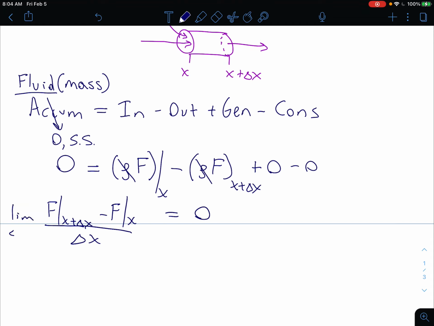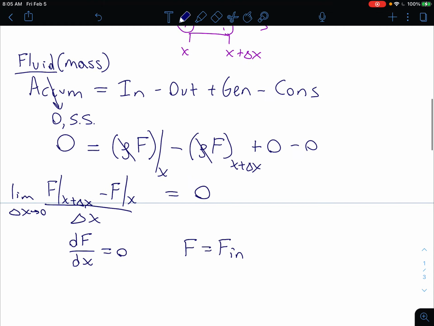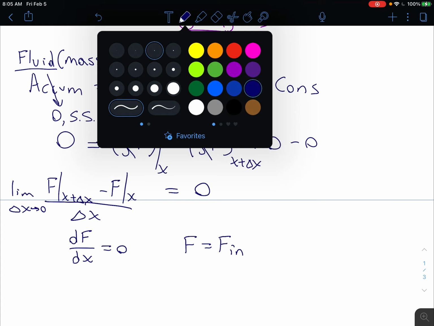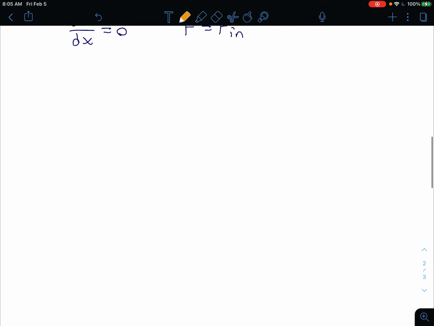I can take the limit as delta x goes to 0, and what I get is dF/dx equals 0, which effectively means that F is constant, or that F is equal to F in. Because it starts at F in and it's constant as x changes, we know that fluid flow rate is actually constant. As I mentioned, this is not very surprising, because density is constant, so the fluid flow rate ought to be constant. So now let's do something that may be more interesting.